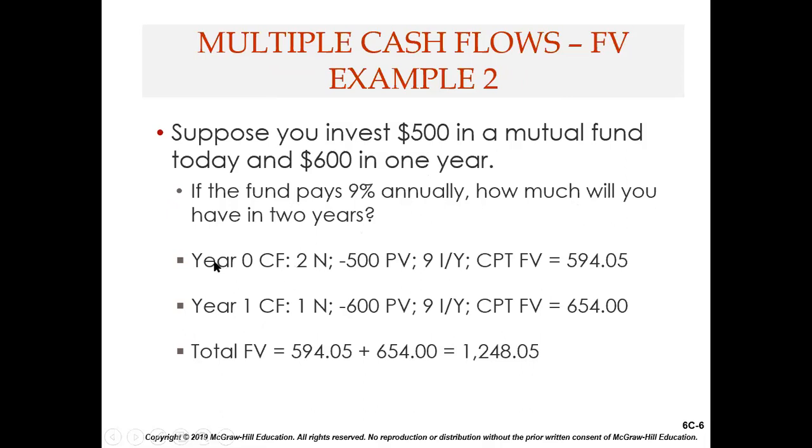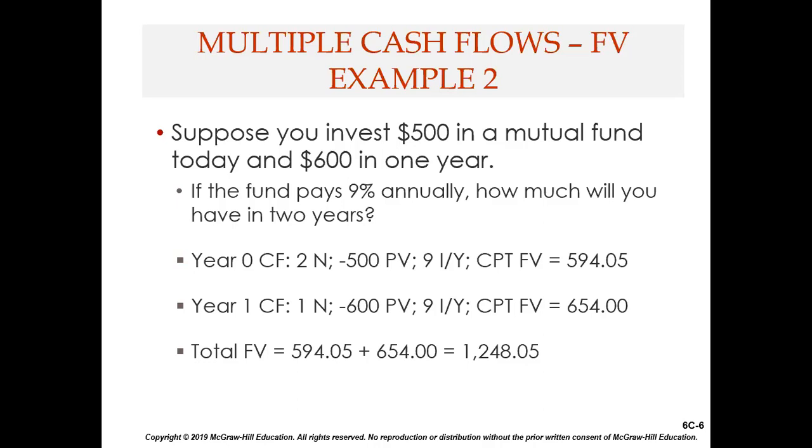Again, as of today, year time zero, the $500 you put away today will sit there for an entire 2 years. So you want to calculate the future value, N is 2, I is 9%. You could use your formula, which you already know how to do. I'm using my calculator. N is 2, I is 9. Present value, so the amount you're putting away today, $500. I'm putting that in as a negative, and then I'm going to alpha enter for my future value. The value of that deposit is $594.05.